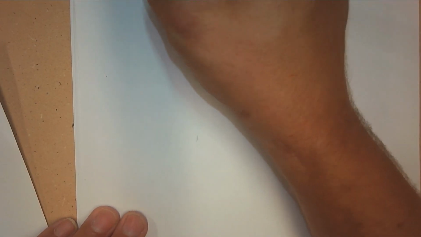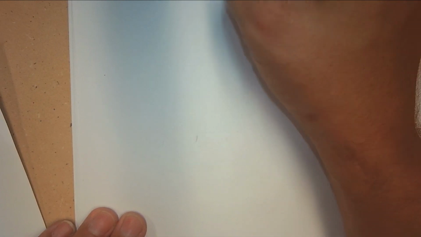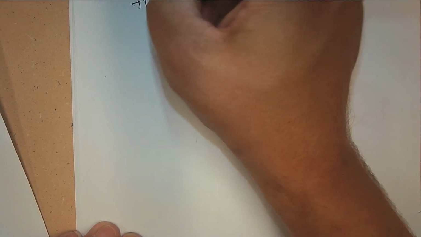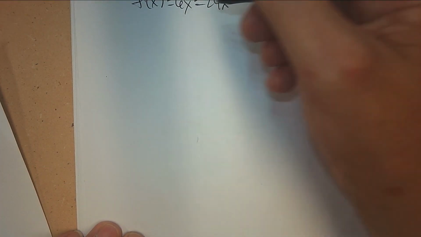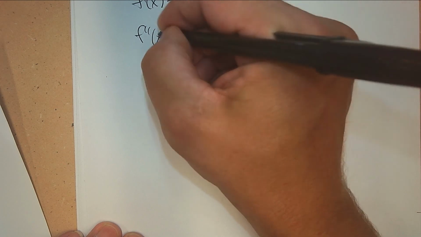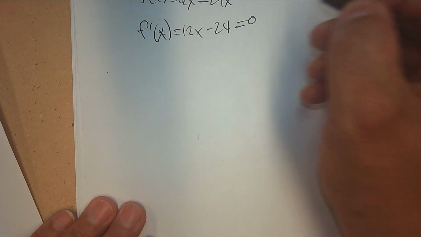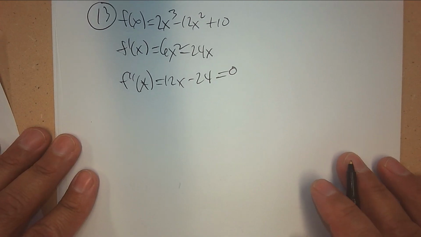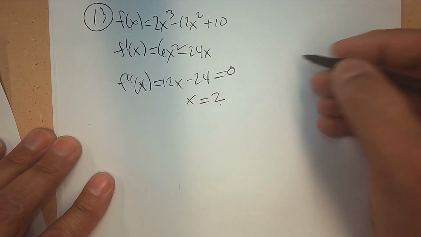So you're given a function, 2x cubed minus 12x squared plus 10. It says, is concave down in what interval? So this is, again, a low-level problem. First derivative. And then take the second derivative. Equal to 0. There it is, sorry. Solve for x. Add 24, divide. You can see x is equal to 2.